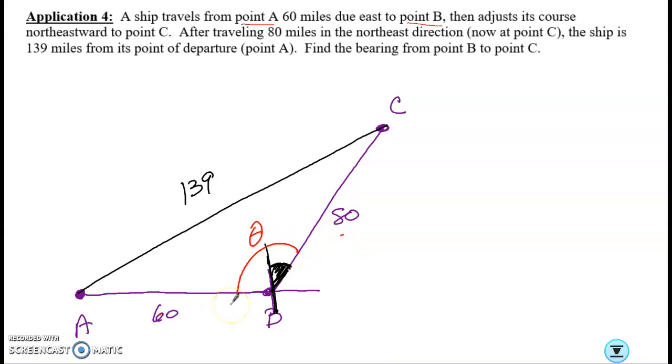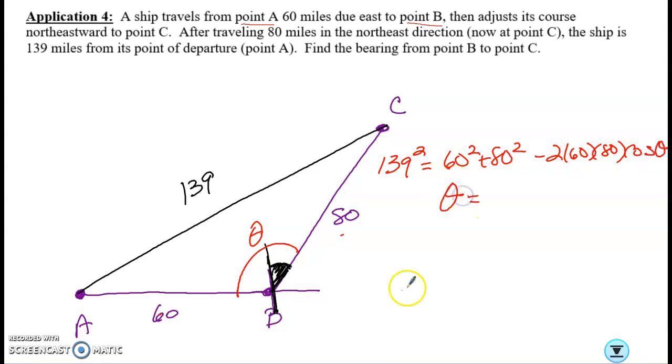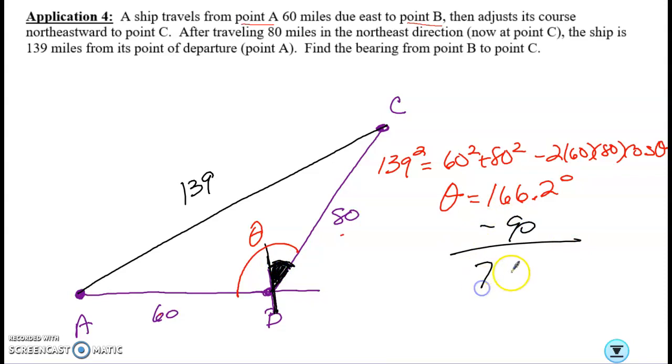So since we have side, side, side, we are using the law of cosines again. 139 squared equals 60 squared plus 80 squared minus 2 times 60 times 80 times the cosine of the angle theta. So you put all that in and you do the inverse cosine, and I got 166.2 degrees for theta. Now remember, bearing just goes off of due north. So we're going to subtract 90 degrees from this. And so the bearing is 76.2 degrees, and this is in the northeast direction.